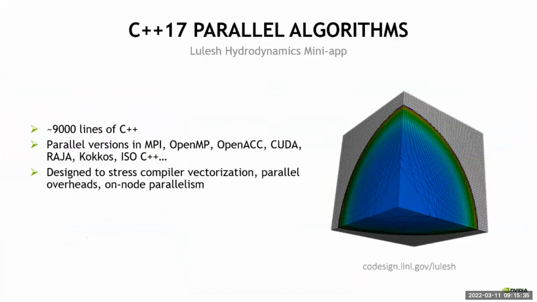Now let's talk about what's possible today. So first I want to show you an application called Lulesh. Lulesh is a hydrodynamics mini application that came from Lawrence Livermore National Lab. It's about 9,000 lines of C++. And we worked with them to take their baseline OpenMP code and rewrite it using ISO C++.